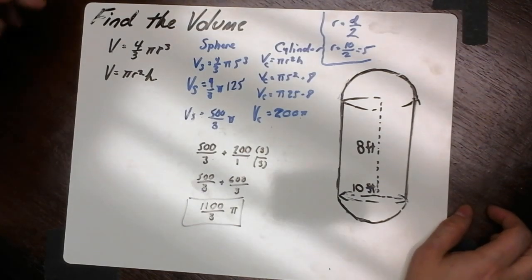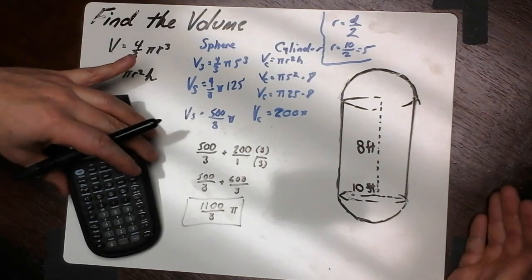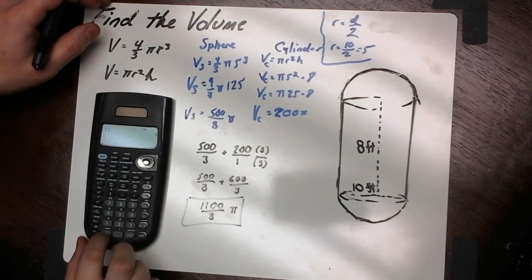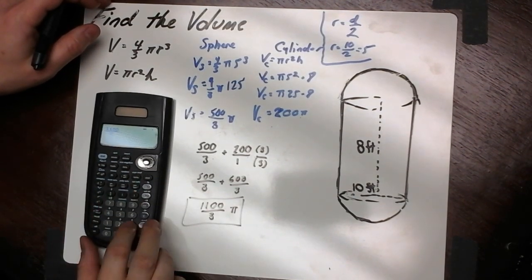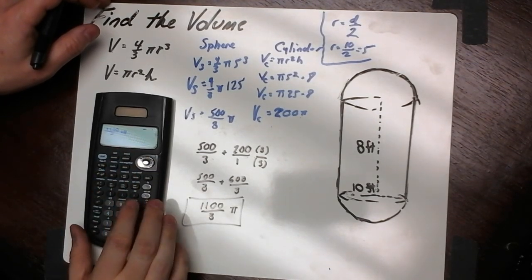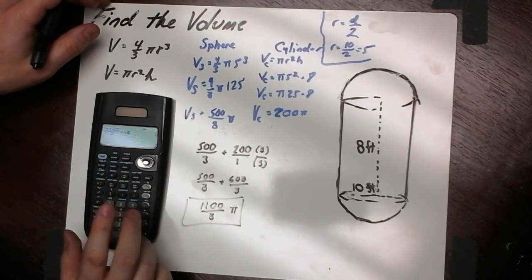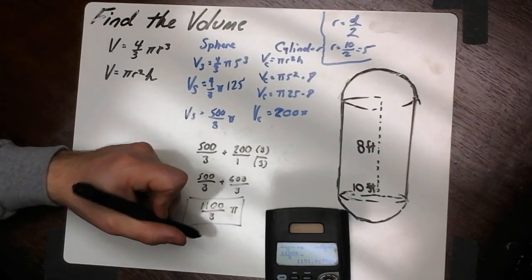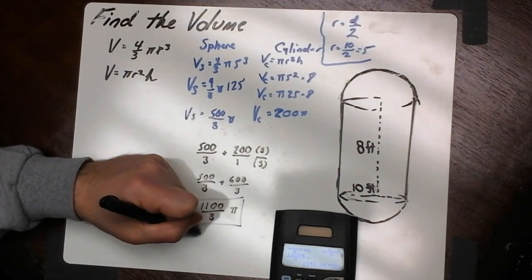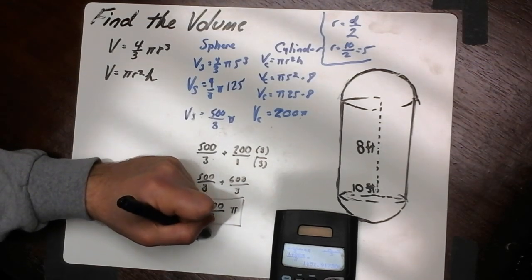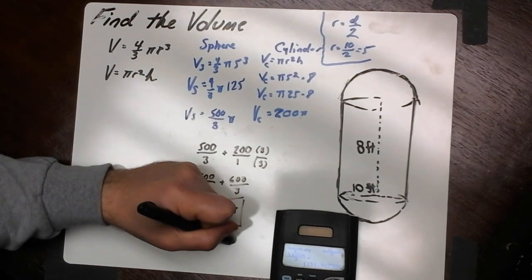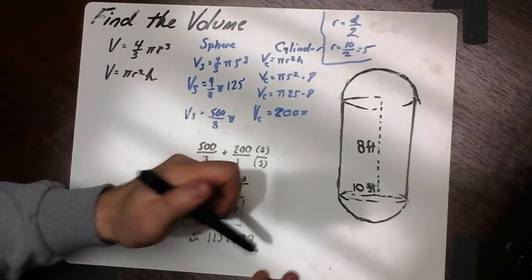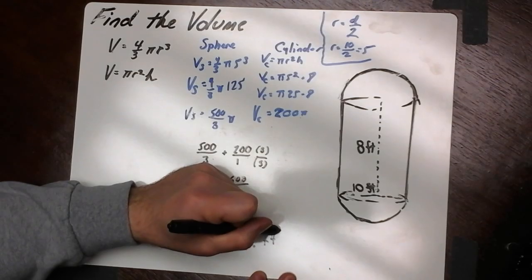Done. If I didn't do it that way, I would need a calculator. I can't add and multiply 3.14 and do all that stuff without a calculator. And so this could be, if you insist on sticking with decimals, that. And I guess feet cubed here.